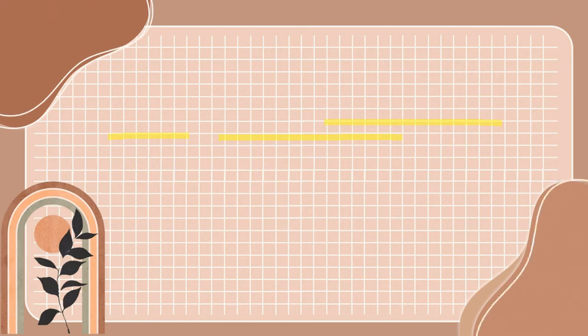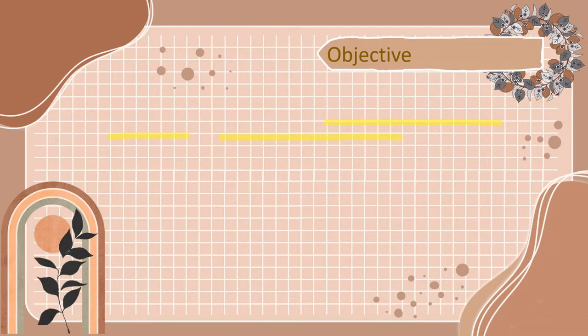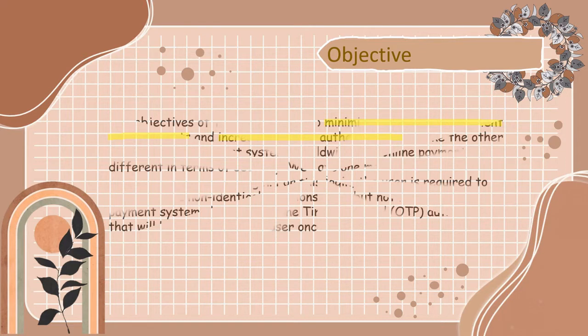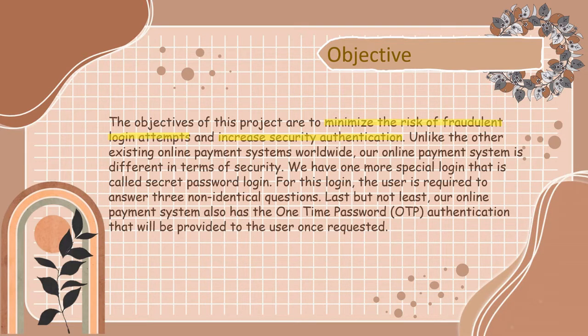Alright, now we will move to our next segment. Our next segment is the objective of this project. The objectives of this project are to minimize the risk of fraudulent login attempts and increase security authentication.